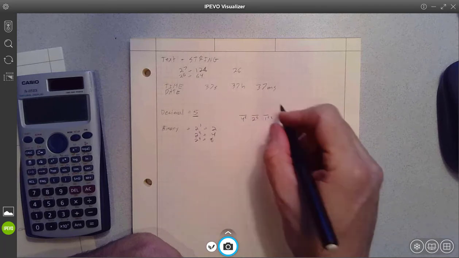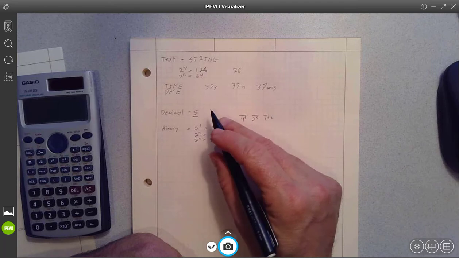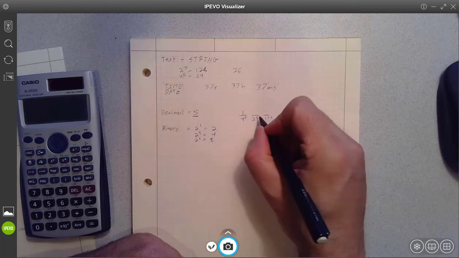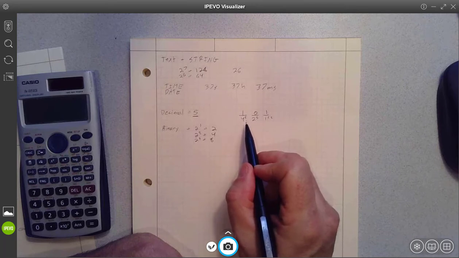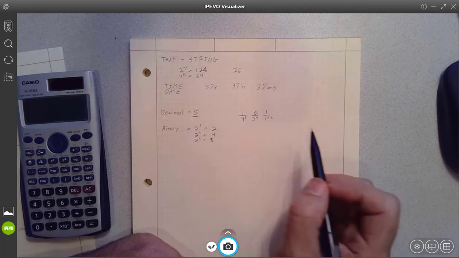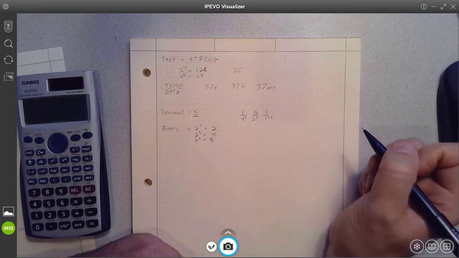Yeah. So we're going to add together which of these numbers equal 5, and that would be a 4 and a 1 would equal 5. So in this case, 4, 1, that's decimal 5.